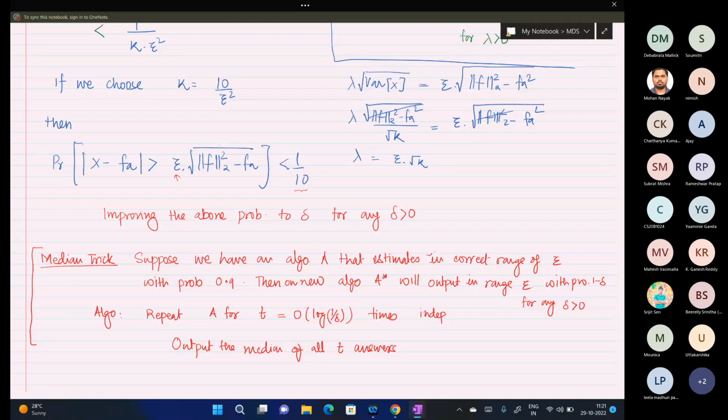So the same thing will apply over here. We got one estimate and we just repeat it T times, where T is order log 1 upon delta, using different independent hash functions H and G.